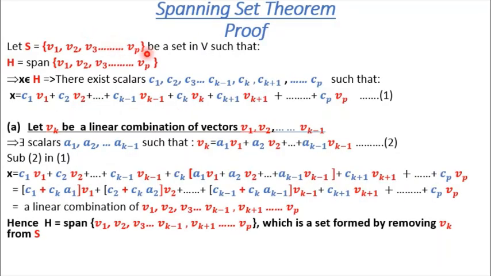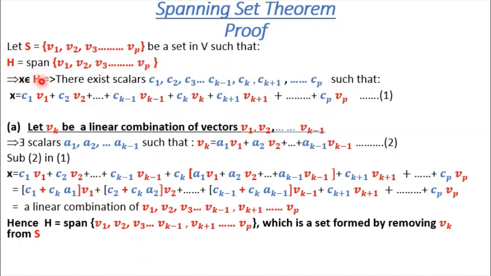Let us go through the proof. So here it is given S is equal to set containing V1, V2, V3 and so on Vp be a set in V such that subspace H is equal to span of V1, V2, V3 and so on Vp. So this is given to us. What do you mean by H is span of this? Any vector in H can be written as a linear combination of these p vectors. So I'm taking here x belongs to H.